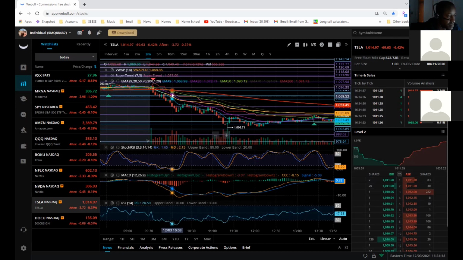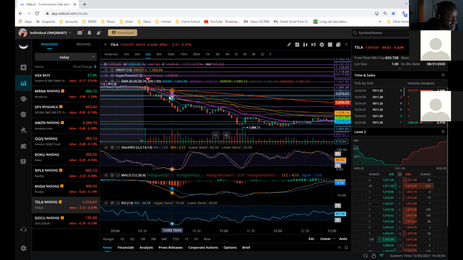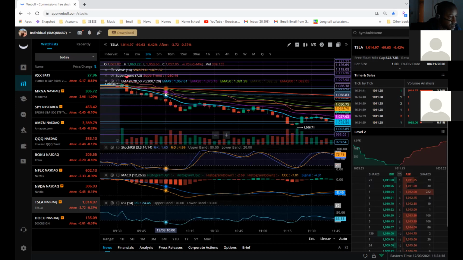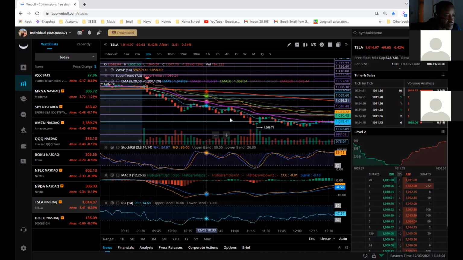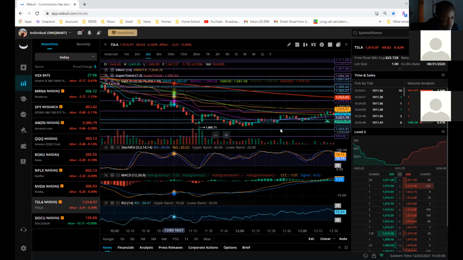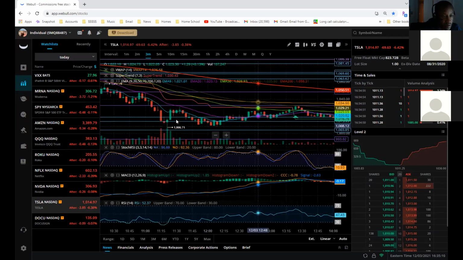Once that 50 broke the 200 up here, see that cross on the 3? That's a death cross. That death cross occurred right around 10 o'clock. Once that happened, 200 was never even part of the equation anymore, not in the 3-minute chart, because we never got back there.